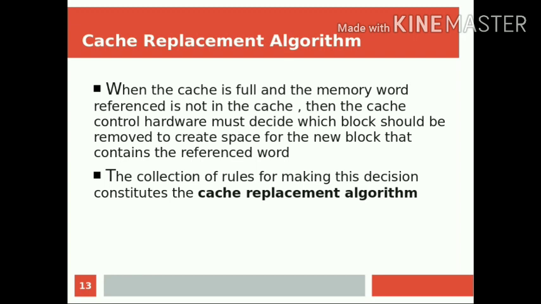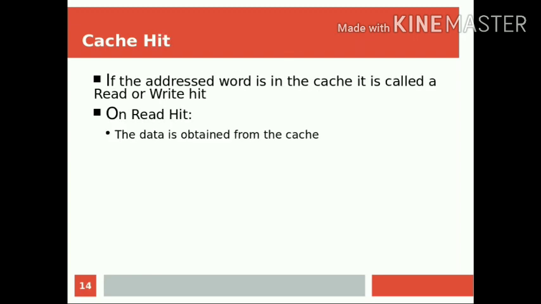Which block to be removed? How to decide which block to be removed? We have to use some strategy. So that we'll call a cache replacement algorithm. The collection of rules for making this decision constitutes the cache replacement algorithm.